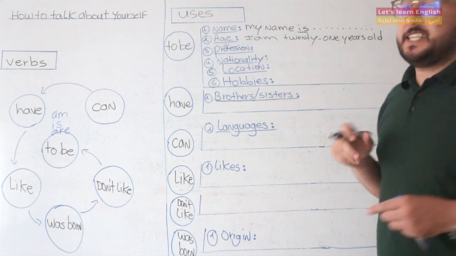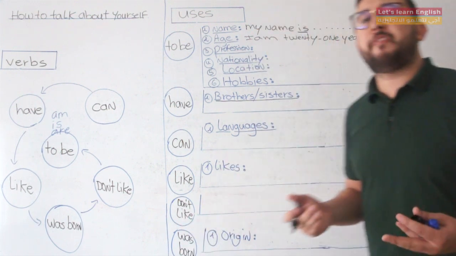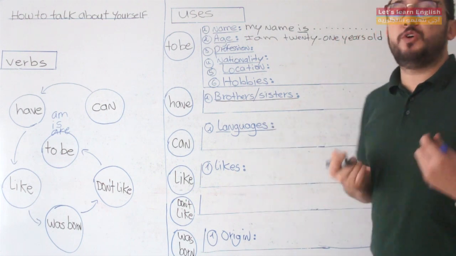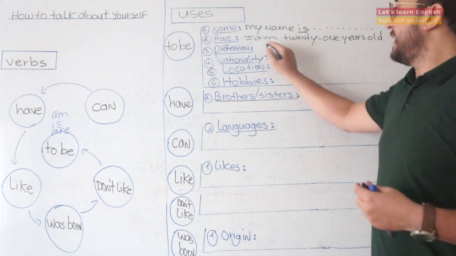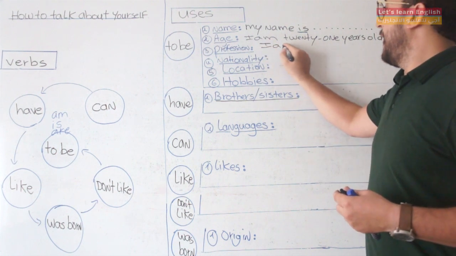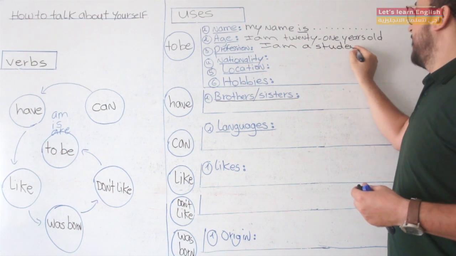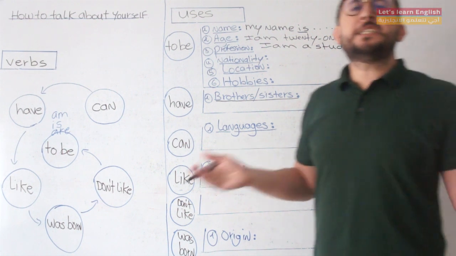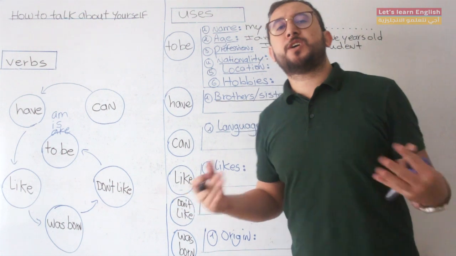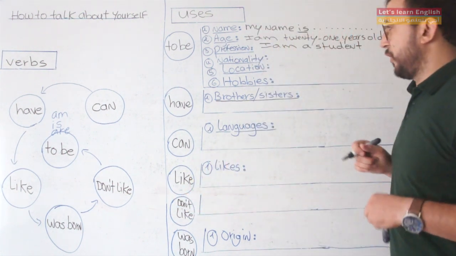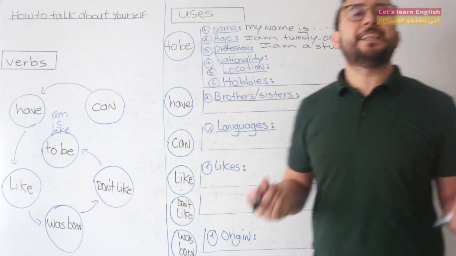The third point is profession. When we say profession, it means job. يعني كتعني أننا كنتكلموا على المهنة, right? So I can say, for example, I am a student. أنا تلميذ. Or you can say, I am a doctor, I am an engineer, I am a teacher, and so on, so forth.